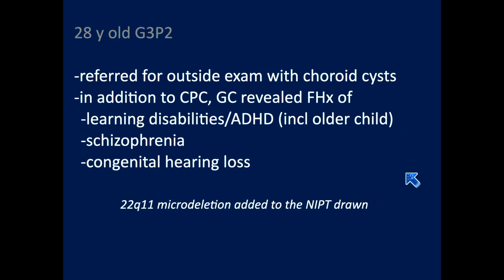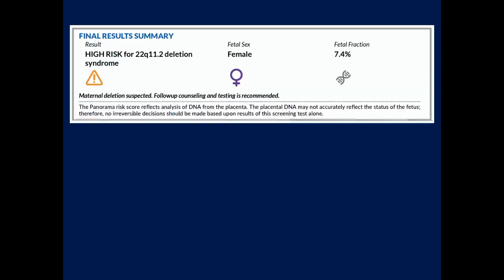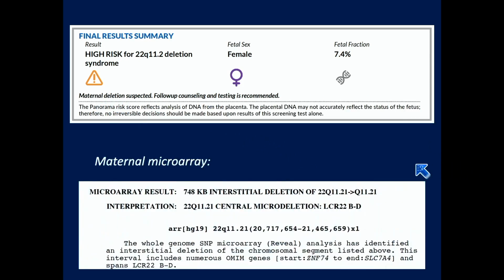So finally, my last case, and I apologize for running over a little bit. This is a patient referred for outside choroid plexus cyst. No family history of any significance was related to us by her physician, except when you talk to her, you realize she has several older children with learning disabilities, ADHD, a brother with schizophrenia, a strong family history of congenital hearing loss. And in addition to an NIPT, we added the 22q microdeletion, received a result that said maternal deletion suspected based on a 22q.